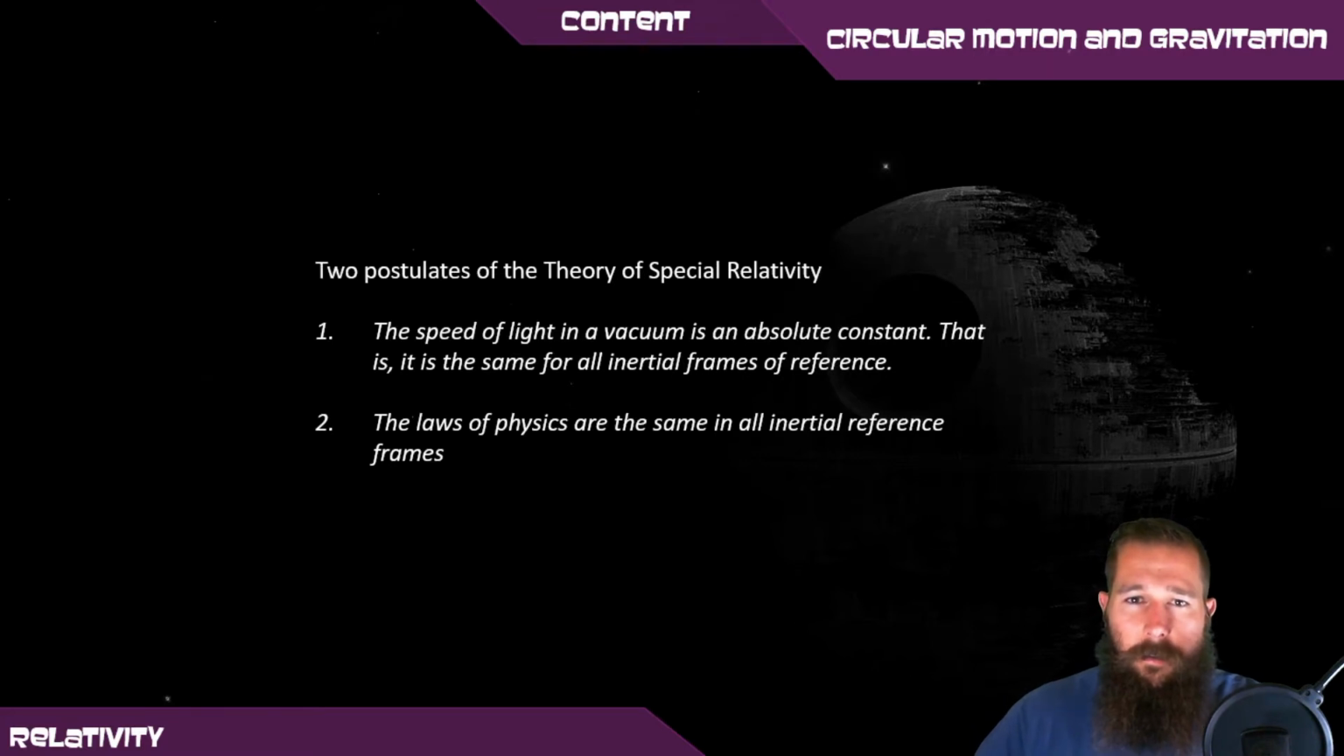Okay, so the theory of special relativity has two postulates. The first is that the speed of light in a vacuum is an absolute constant. What that means is that it is the same for all reference frames. So no matter where we are, we always see the speed of light as the same value. And number two, the laws of physics are the same in all these inertial reference frames.